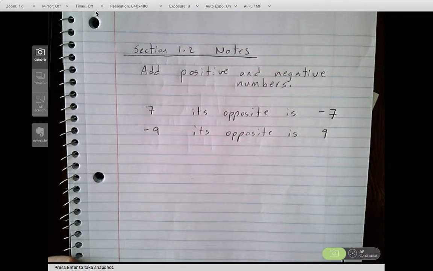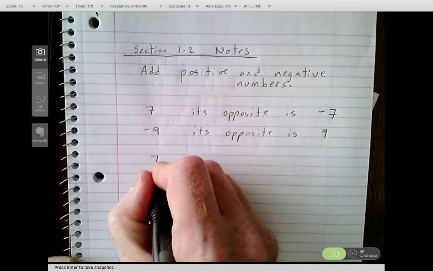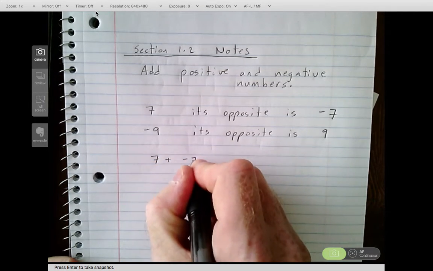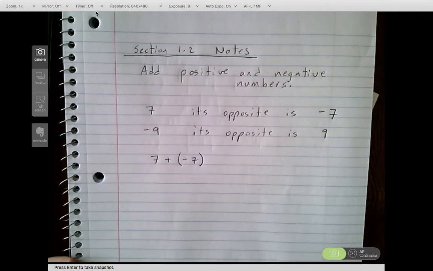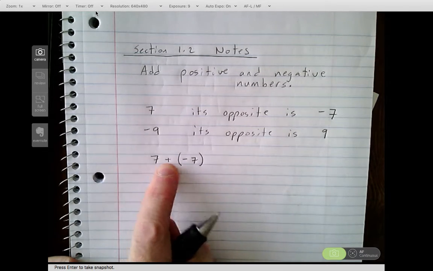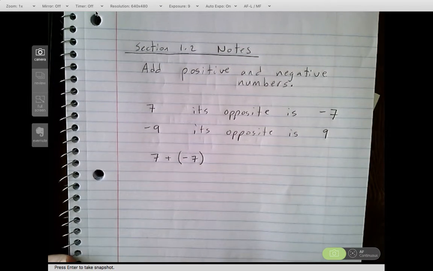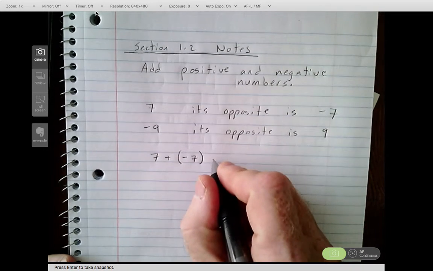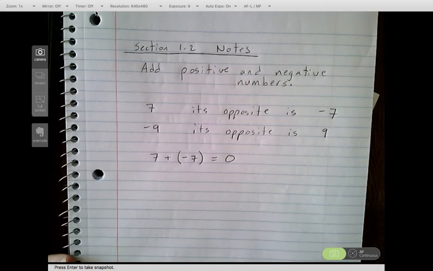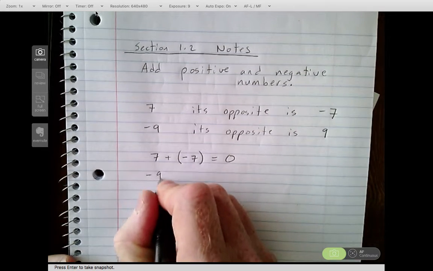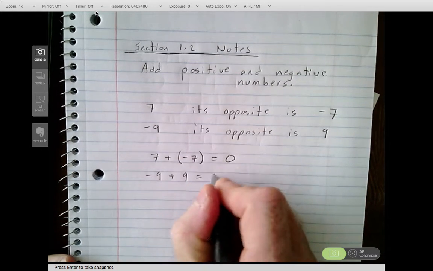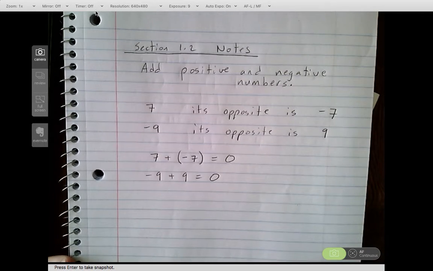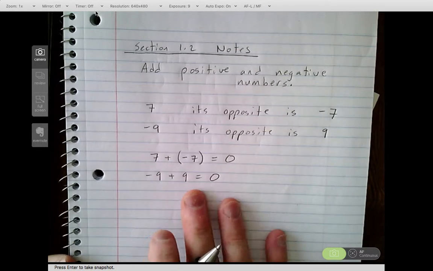So what happens when you add two opposites together? 7 plus negative 7. Often we put parentheses around the negative like that just to separate the addition and the negative sign so it looks a little nicer. Well, if I add 7 and negative 7, I end up with nothing. So whenever you add a number and its opposite together, they cancel out to 0. And that's something that'll help you a lot here as we're going through this section.